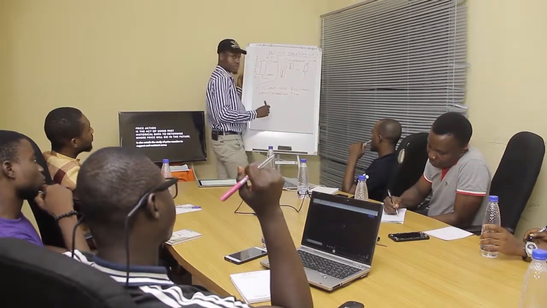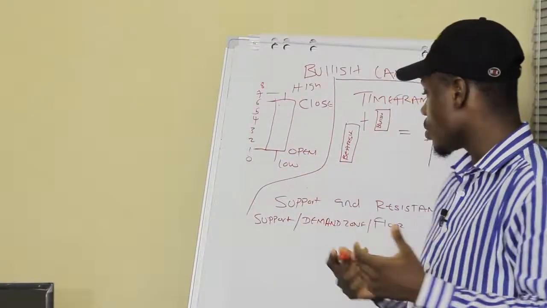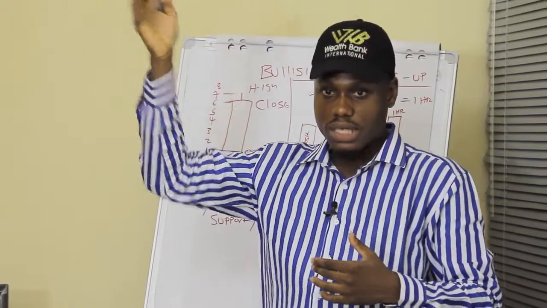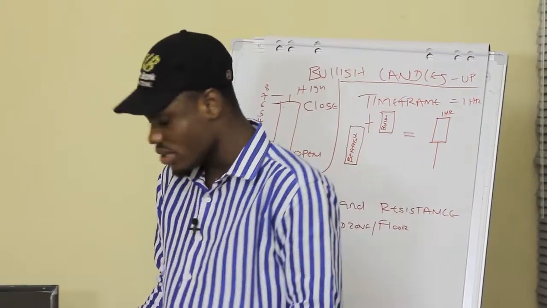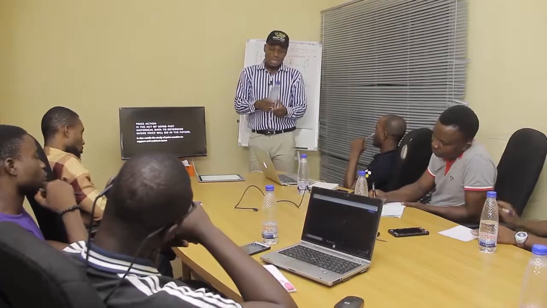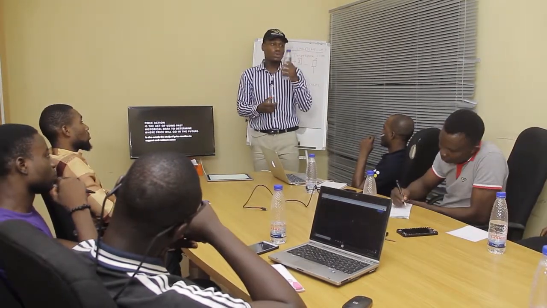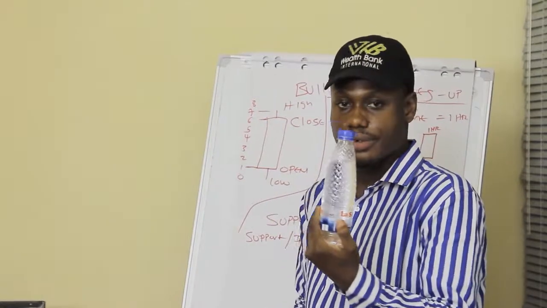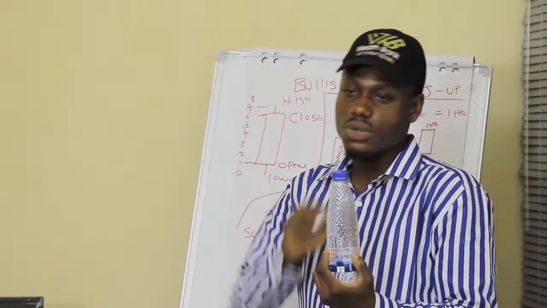Let's start with why they are called demand zone. I told you earlier that demand is what causes price to move upward. Demand is what causes us to increase price. For example, the person that produced this water says the price of this water is 100 naira, and after producing 100 bottles of this particular water, nobody buys it. What do you think he's going to do? He's going to reduce the price to 80 naira.